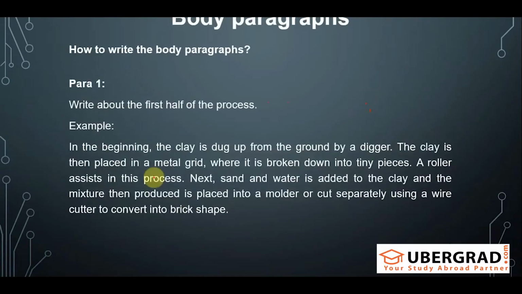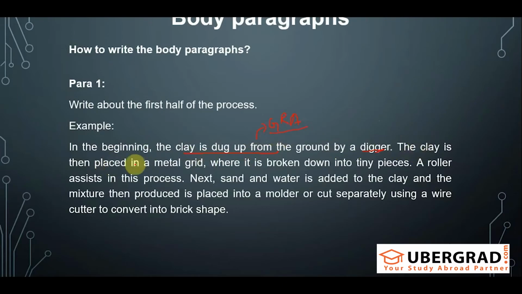Okay. So in the beginning or to start with or initially, can be anything. The clay is dug up. See, the clay is dug up. They have not written that digger digs the clay. Why? This sentence is in passive voice. You get marks for GR. The clay is dug up from the ground by a digger. Who is doing the work? Digger is doing the work. So digger is the object over here. The doer is the object. So this is a passive statement. Right? So you get marks for GR.